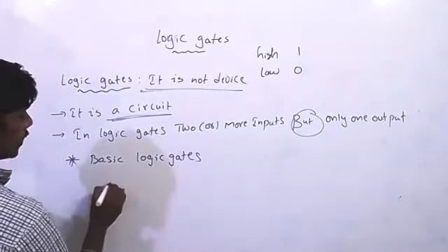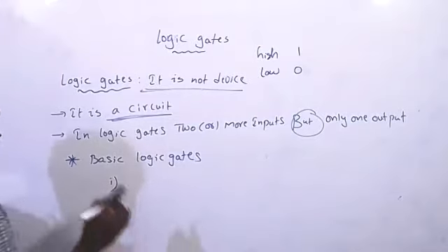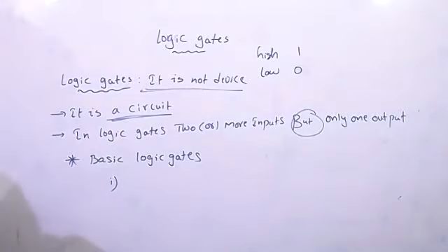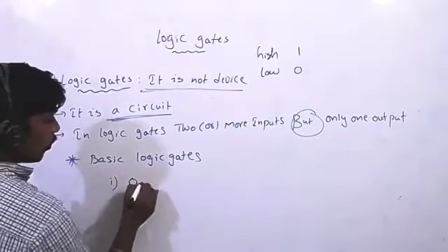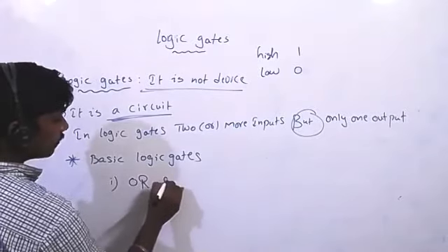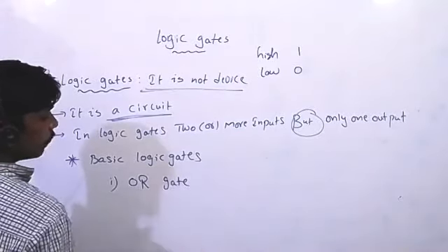So basic logic gates are the first topic. What are the basic logic gates? There are three types of basic logic gates. One is the OR gate. I will discuss each and everything, don't worry.